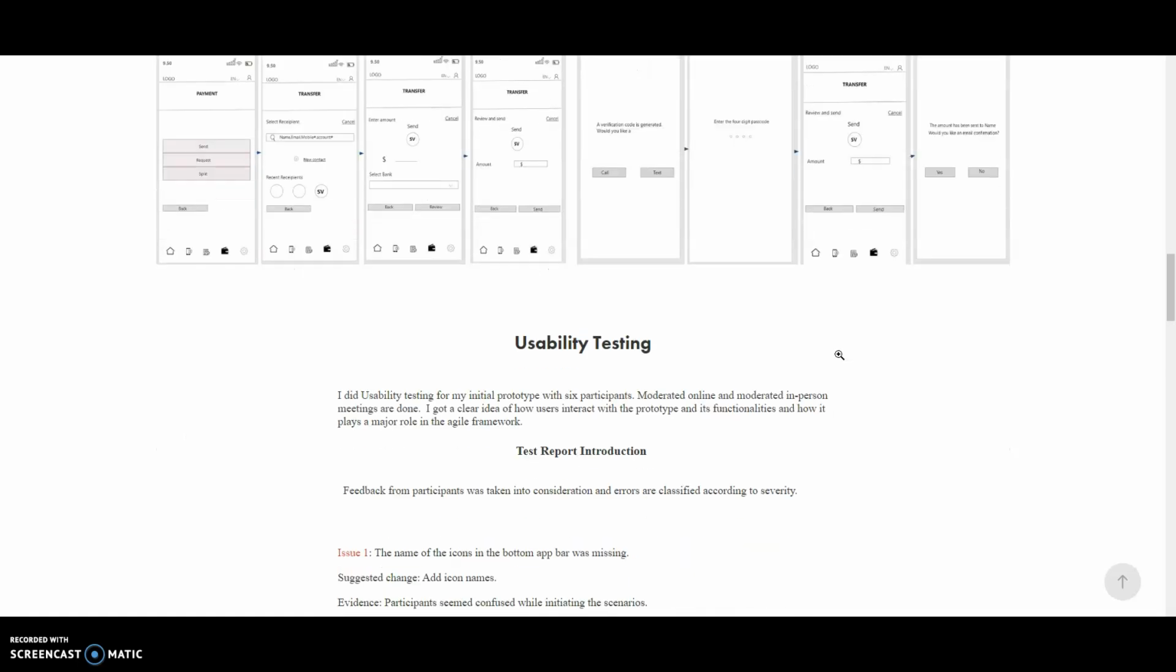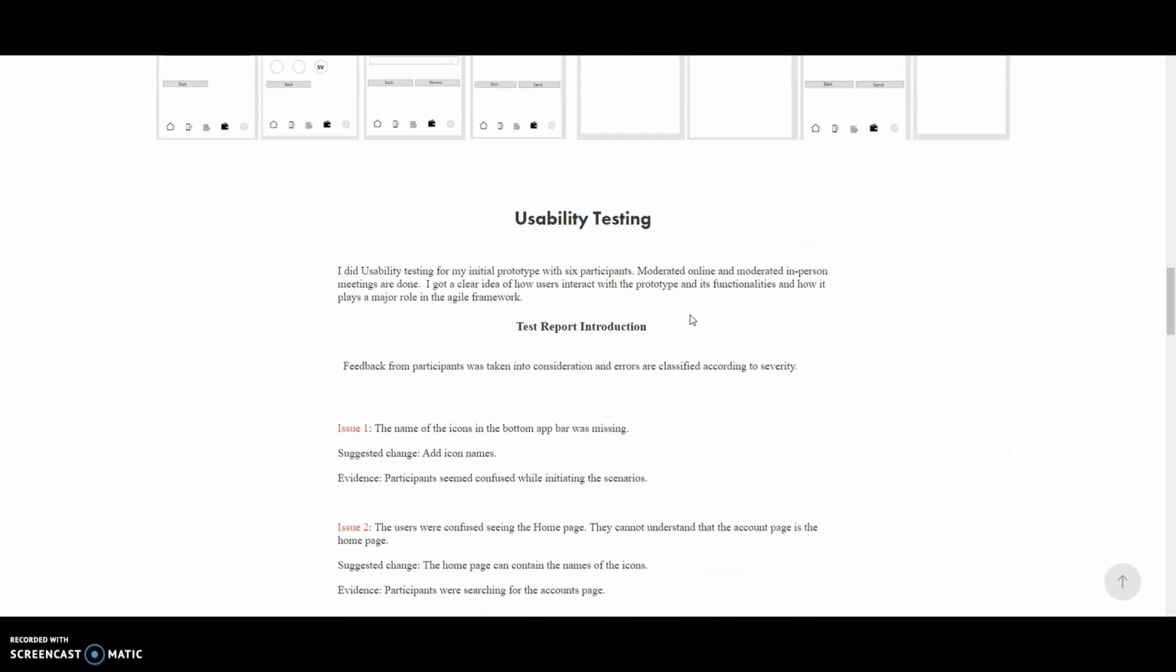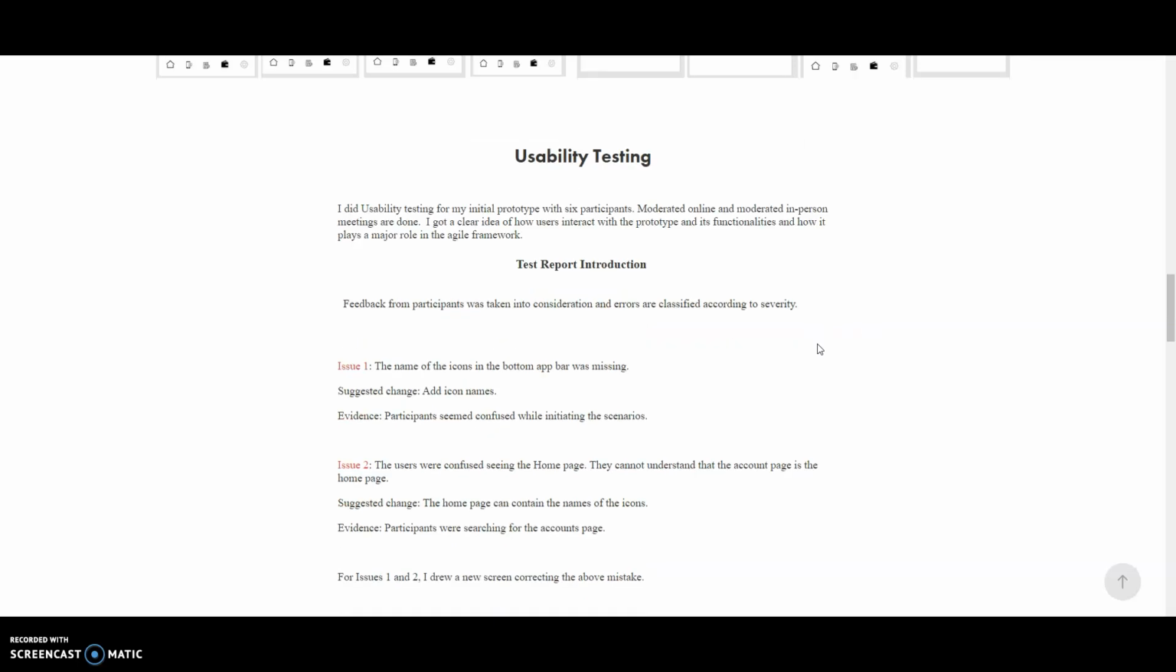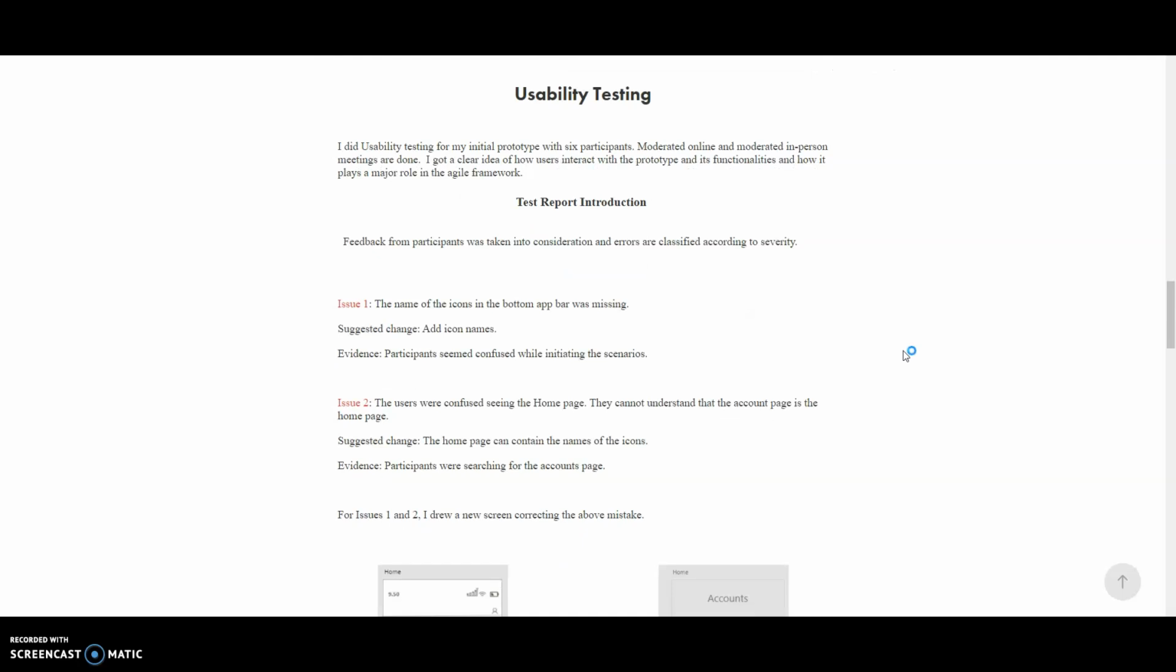After the wireframe, testing was done, which is called usability testing. It was done with 6 participants, with moderated online and moderated in-person meetings, and I got a clear idea of how users interact with the prototype and its functionalities and how it plays a major role in the Agile framework. After the usability testing, the test reports were generated.